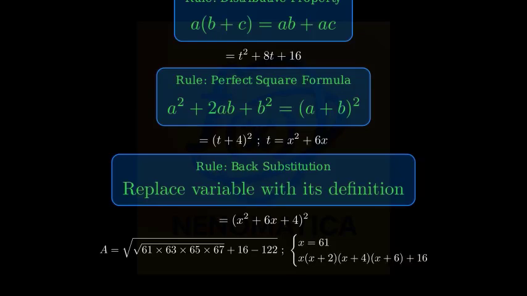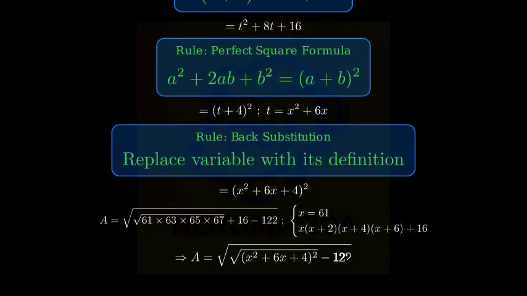We now need to calculate a for x equals 61. First, we have x equals 61 and the expression x times the quantity x plus 2 times the quantity x plus 4 times the quantity x plus 6 plus 16. Using our derived result, we know that this expression equals the quantity x squared plus 6x plus 4 squared. Therefore, a equals the square root of the quantity x squared plus 6x plus 4 squared minus 122.